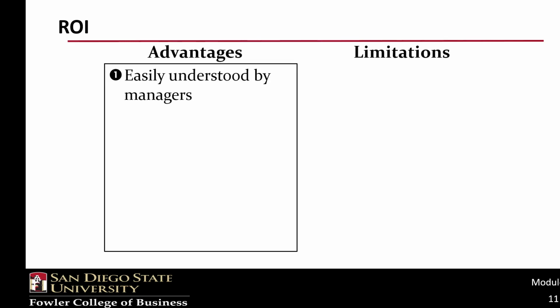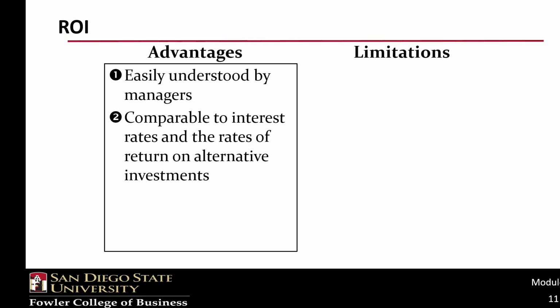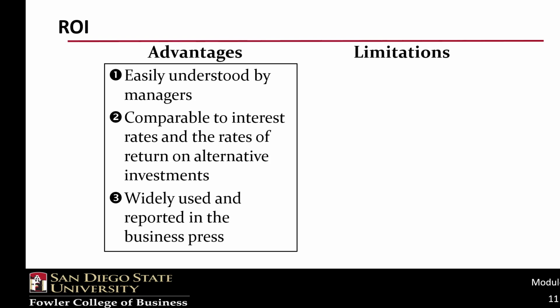All right, so one of the advantages of return on investment is it tends to be pretty easily understood by managers, right? Think of it as, this is really just my profits divided by my average assets. It's comparable to interest rates and the rate of return on alternative investments. So you measure ROI and you say, oh, look, we're returning 5% on that. Wow, that's pretty good, unless you could buy a bond for 6% with no risk at all. So this gives you a way to compare this investment with other types of investments. And of course, ROI is widely used and it's reported in the business press as well.